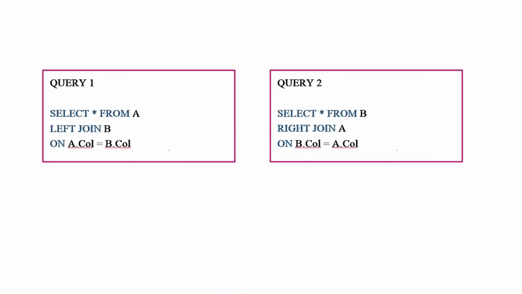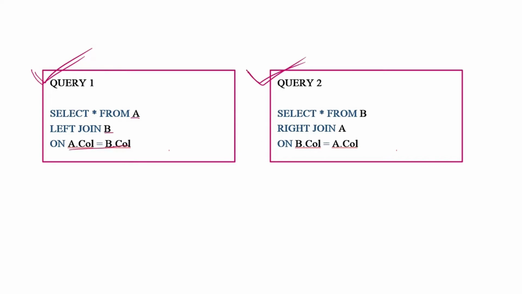So within this lecture we have a bonus question. This is a question that I was asked in an interview for a product-based company. Consider these two queries. The first one is a query where we are using left join and the second one is a query where we have used right join. In the first query we are saying select everything from the first table and then I am applying a left join on the second table where columns are matching.